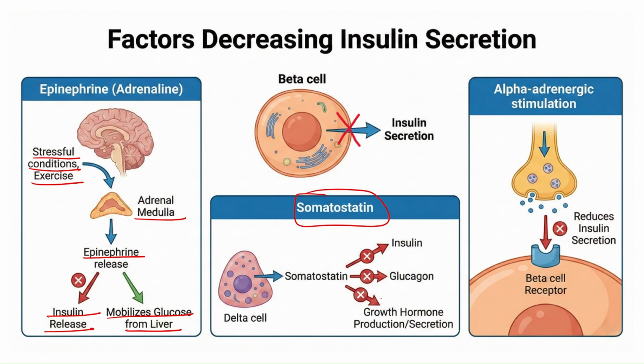Then somatostatin. Somatostatin is released by the delta cells of the pancreas. It inhibits insulin action, glucagon action, and the growth hormone production or secretion. Since glucagon and growth hormone are indirectly favoring the increase in the insulin secretion, even glucagon and growth hormone are also inhibited by somatostatin. And finally, alpha adrenergic stimulation will also reduce the insulin secretion. Beta-adrenergic will increase, alpha will decrease.